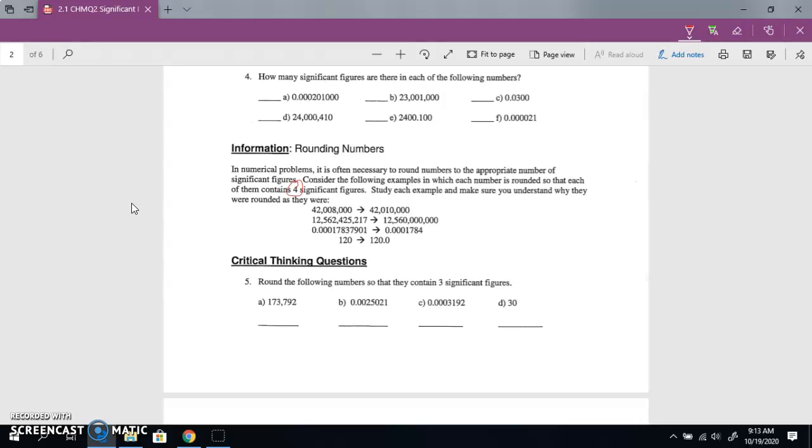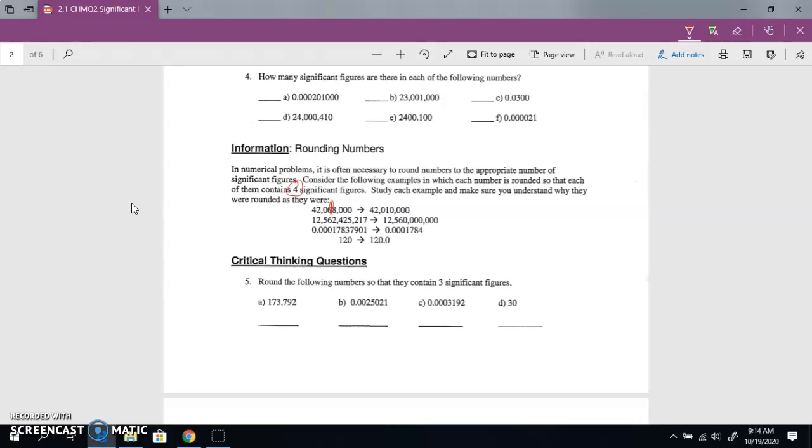When you have a number like this number, 42,008,000, and you want to round it to 4 significant figures, what you do is you find the first significant figure, which is the 4, and we're going to count over 4 spaces. So 1, 2, 3, 4. And I'm going to draw what I call a rounding bar. That rounding bar is meant to be right there between the 8 and the 0. I know that's a little bit messy.